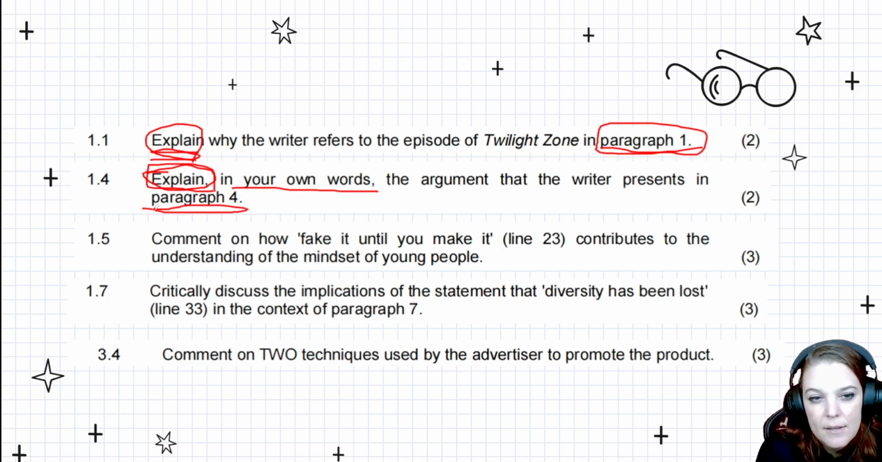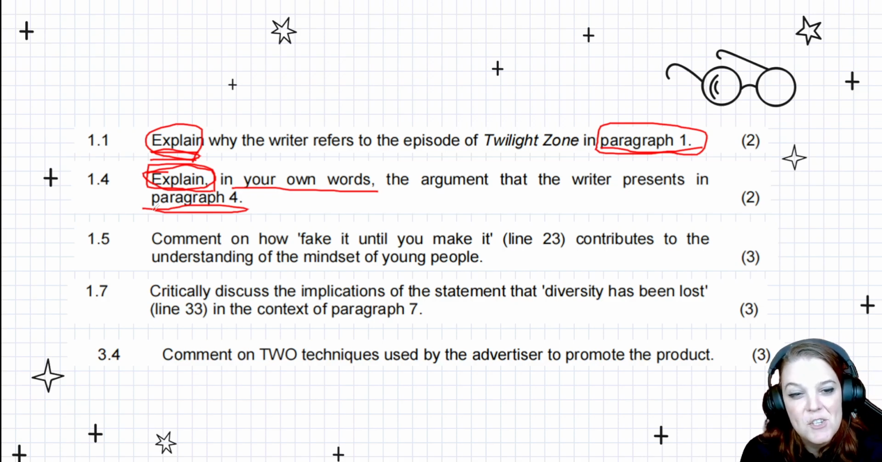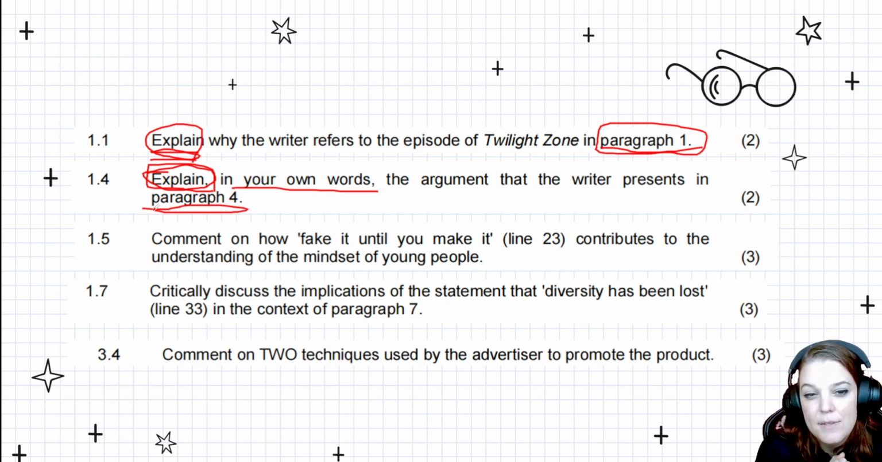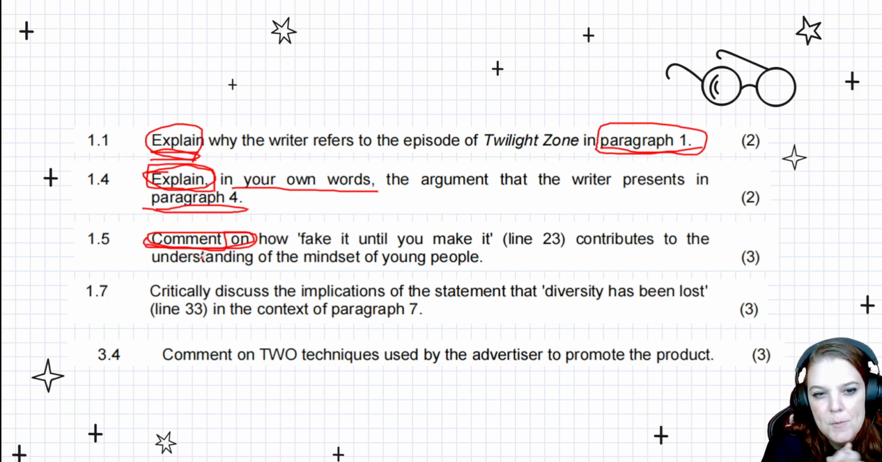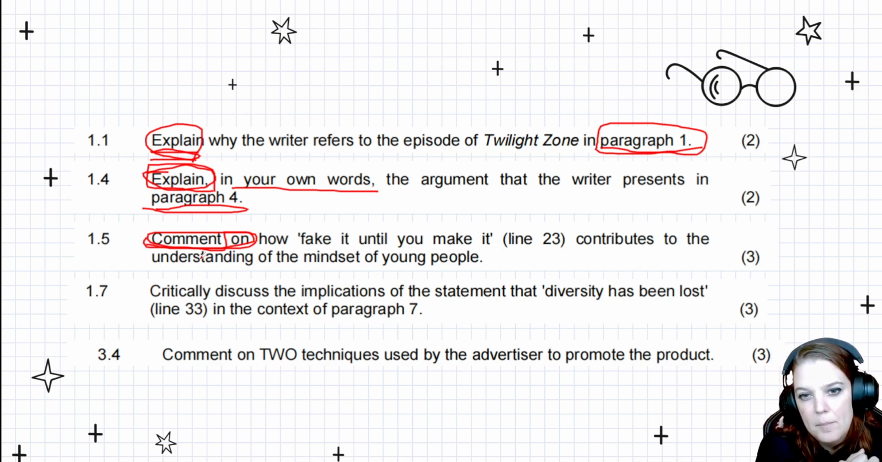All right. The next one says, comment on how fake it until you make it contributes to the understanding of the mindset of young people. So here they say comment on. This is very similar to the word discuss. Anyways, how fake it until you make it contributes to the understanding of the mindset of young people.